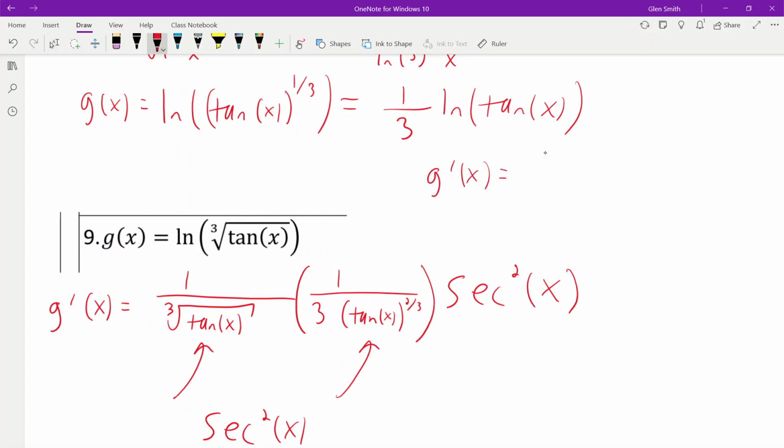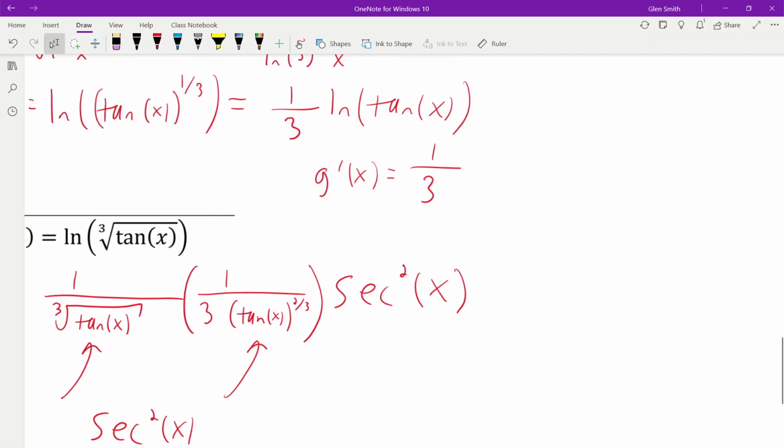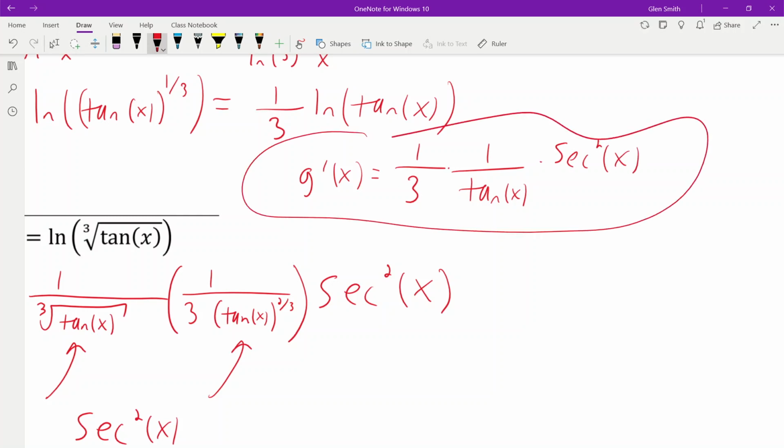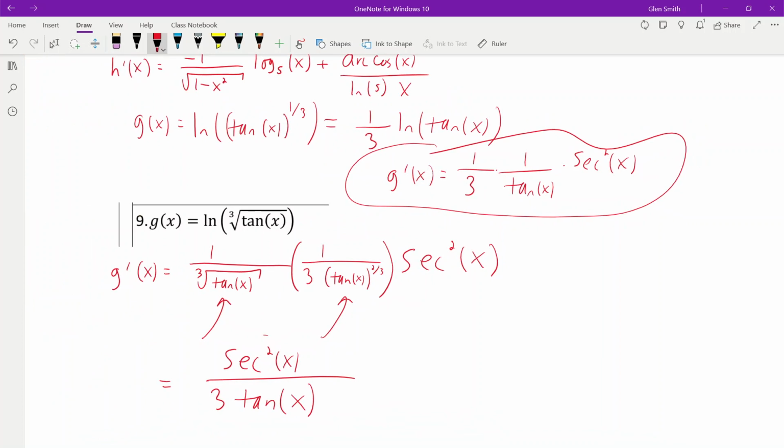So if I derive that version of it, check this out. G prime of x is 1/3, because the 1/3 is just there. Just leave it. Then we derive ln of tangent. Ln of tangent is 1 over tangent times the derivative of tangent. And you can see this is exactly the same thing as this without having to go through this step. So if you use your log rules first, it makes it a little bit simpler. Okay?